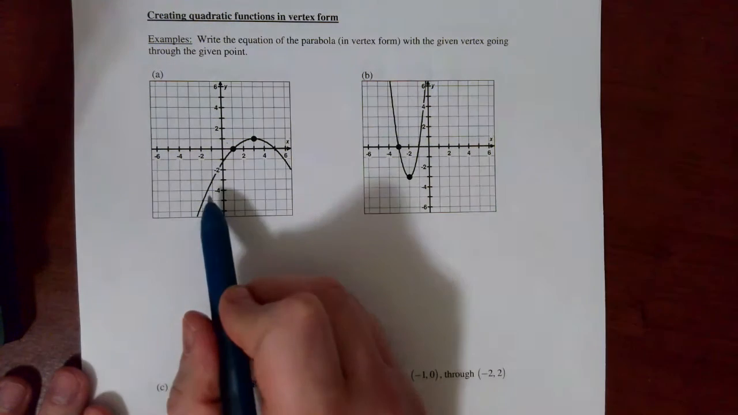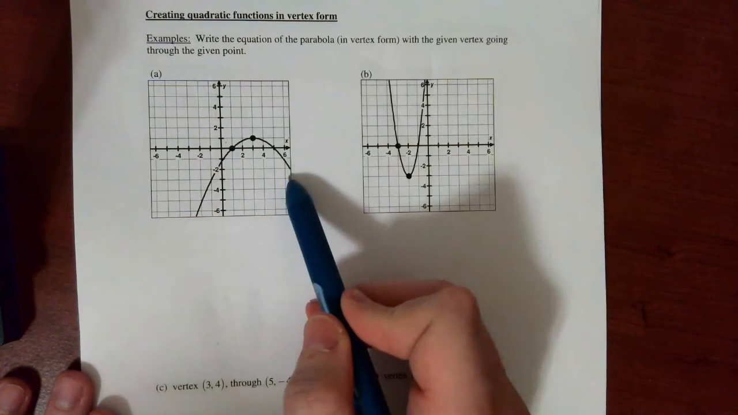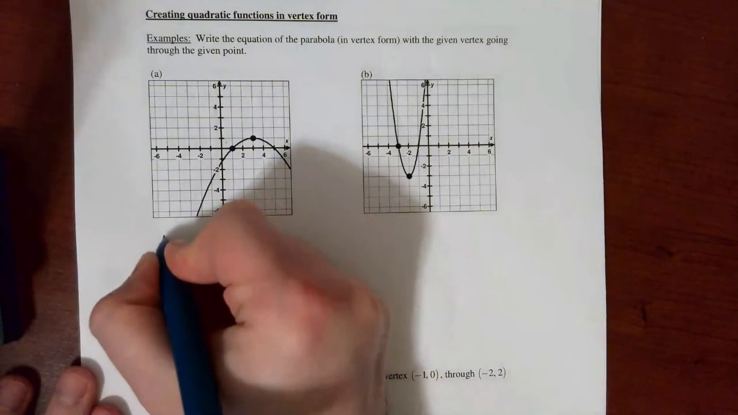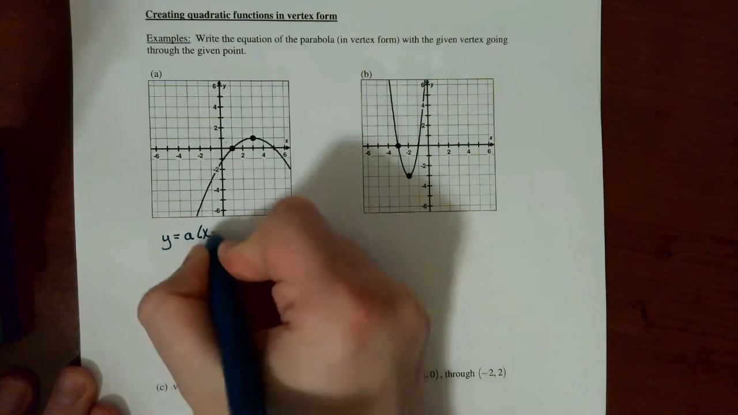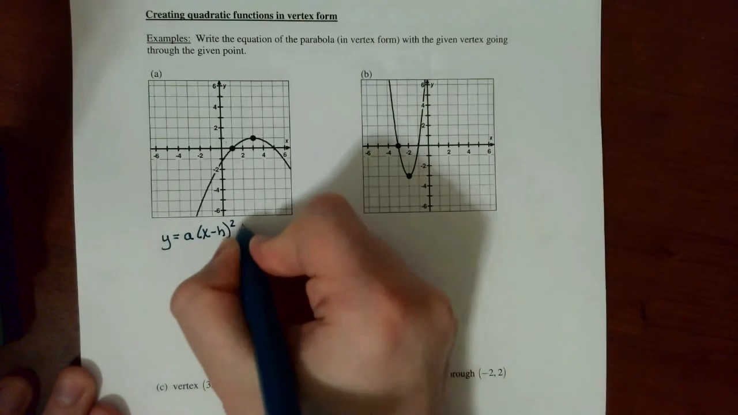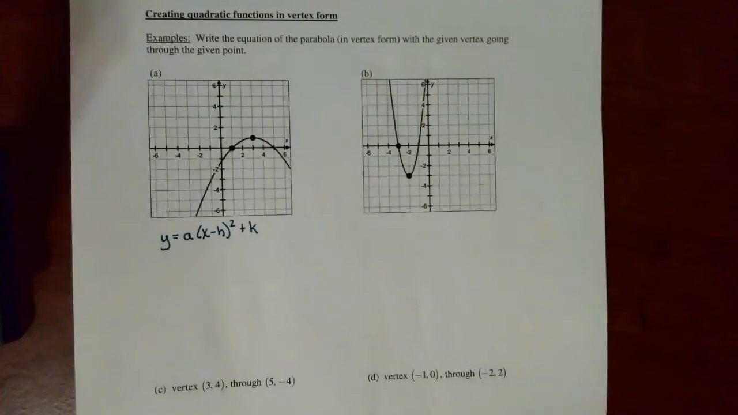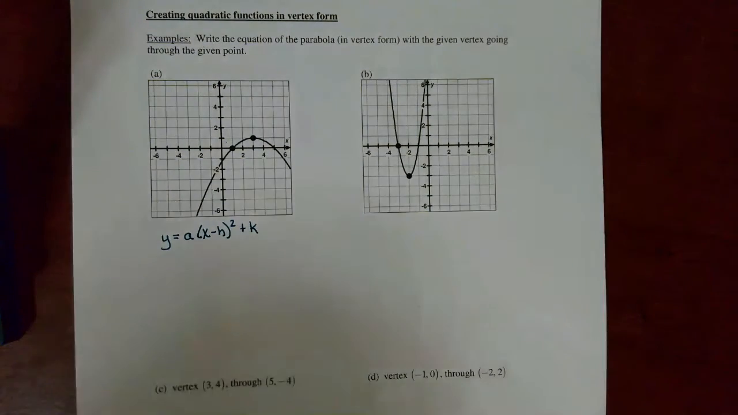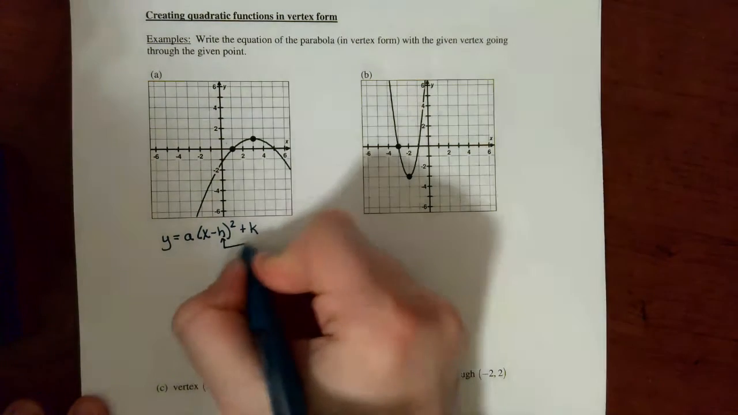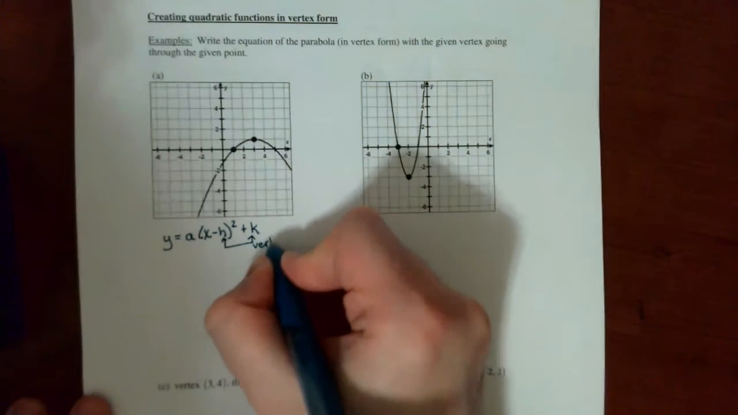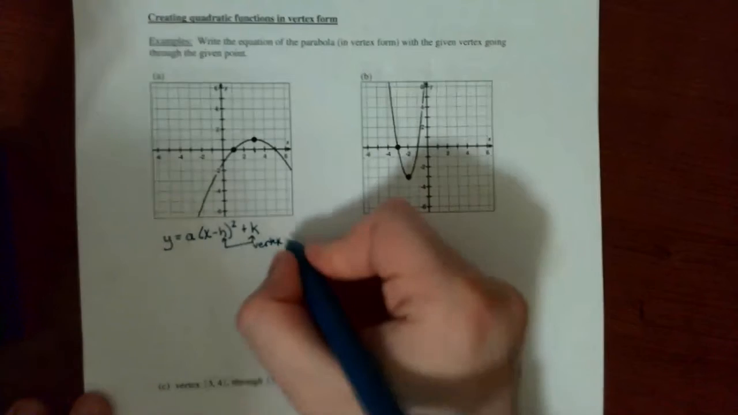Letter A, I want the equation of the parabola in vertex form with the given vertex going through the given point. Okay, I want this parabola. Well, if it's in vertex form, I know that it needs to be in the form y equals a times x minus h squared plus k. We know that the h and the k are the vertex. Those are the coordinates of my vertex. I know the vertex of my parabola is 3, 1.